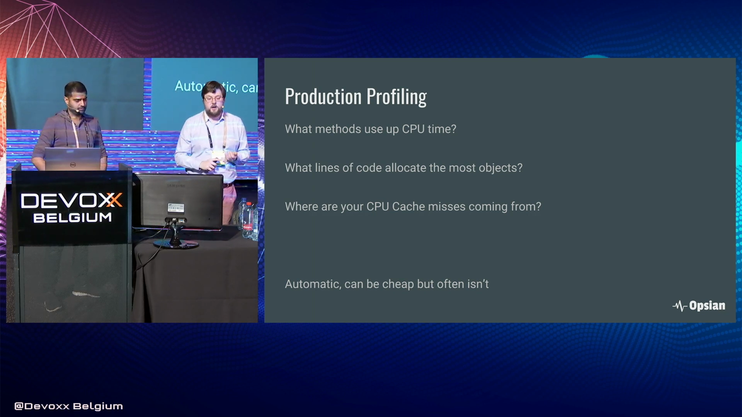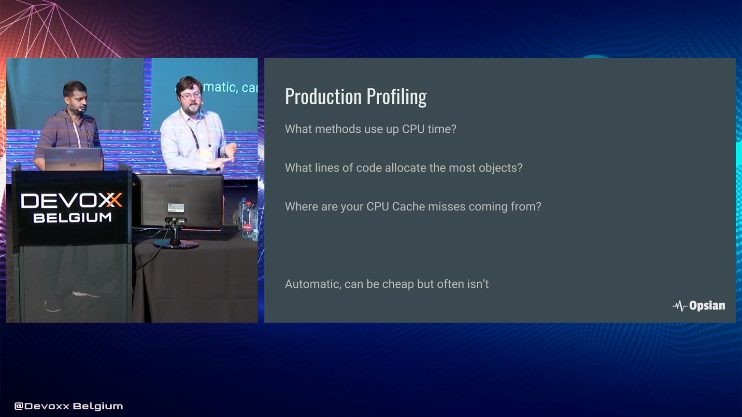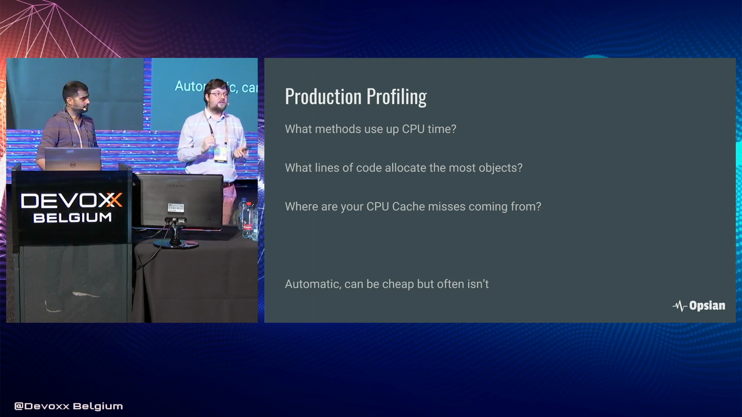So CPU time, what lines of code allocate the most objects. You can profile a lot more esoteric things. You can look at CPU cache misses. You can look at what's eating your memory bus traffic. All sorts of very low-level information if you want.